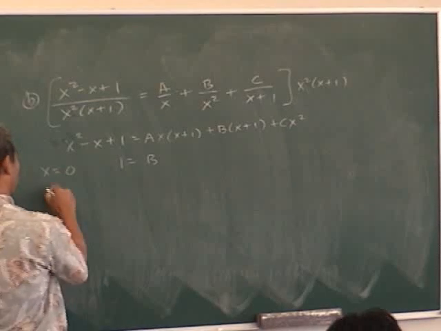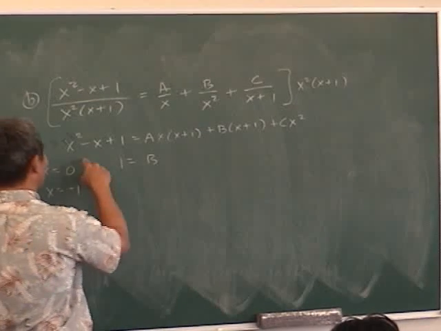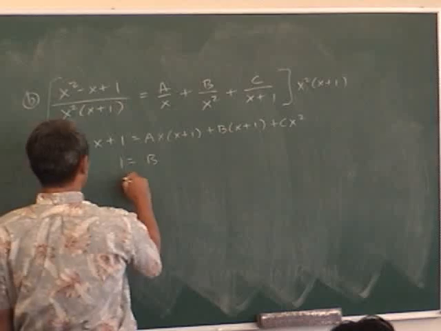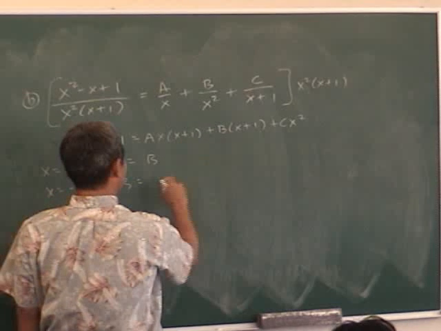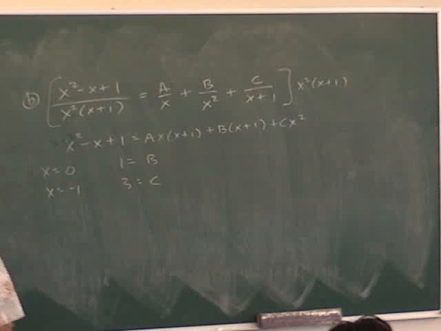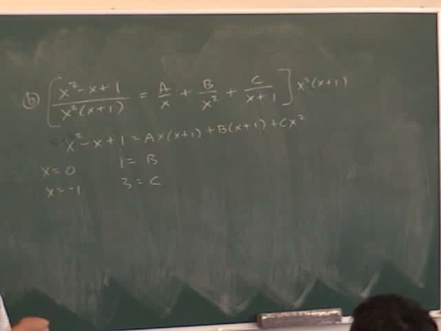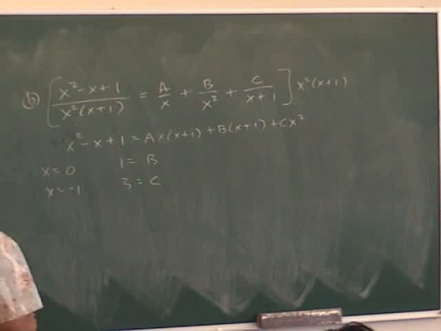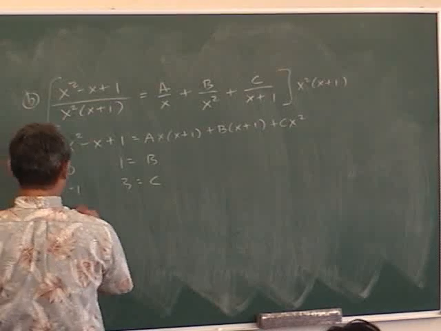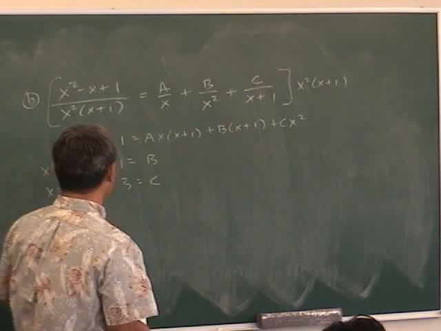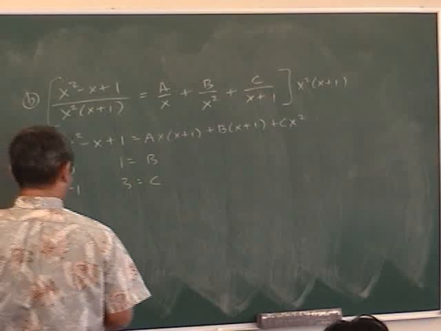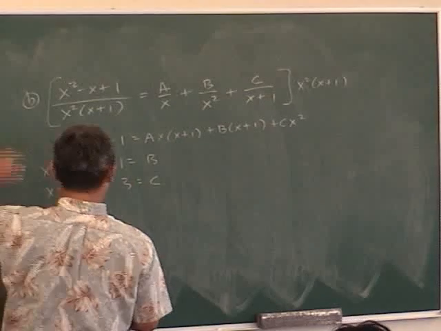What's another good number to plug in? Negative 1. So if you plug in negative 1, you get 1 plus 1 plus 1, 3, equals 0 plus 0 plus c. Oh, c is 3. And now we've got to plug in another number to figure out a. You can plug in any number you want, because there's no number that's going to make any of these zeros, so you just got to plug in something. What do you want to go with, 1 or 2012? Okay, let's go with 1.